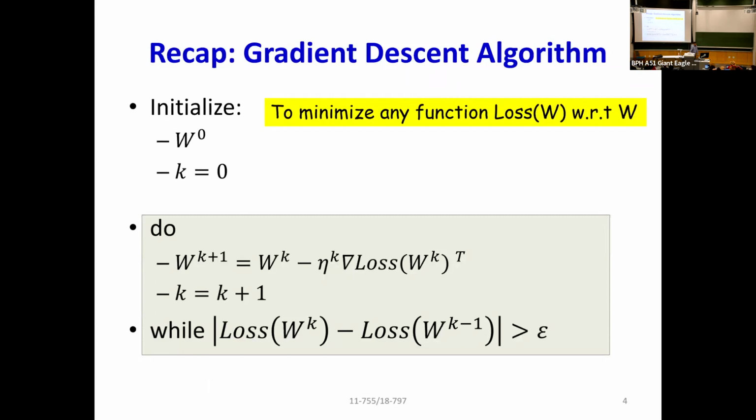And here's how we had our gradient descent algorithm defined. To minimize any function, such as loss of w with respect to the argument w, you would initialize the parameter, and then you would iteratively take a step in which direction? Opposite the gradient. And so why was it opposite the gradient, Alex? It's a direction, not the slope. It's a direction, right? The gradient is the direction in which the function increases fastest. So you want to take a step against the gradient.